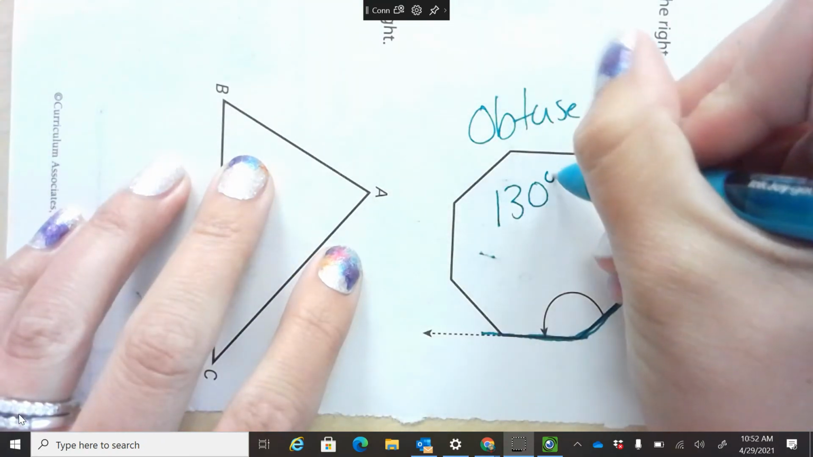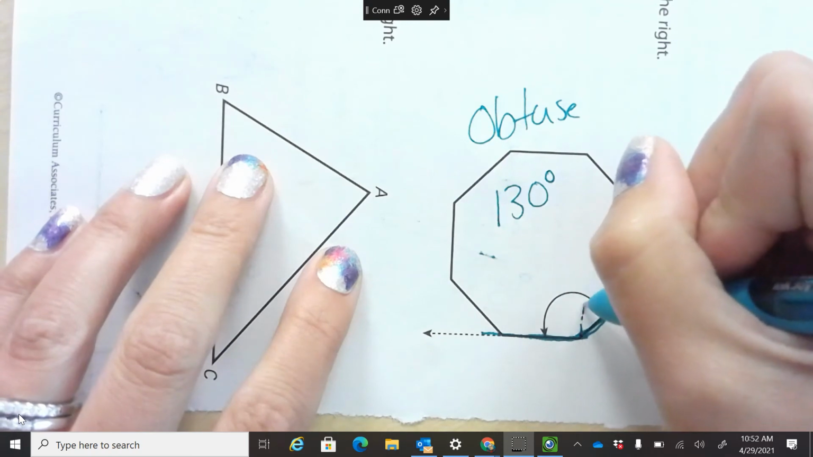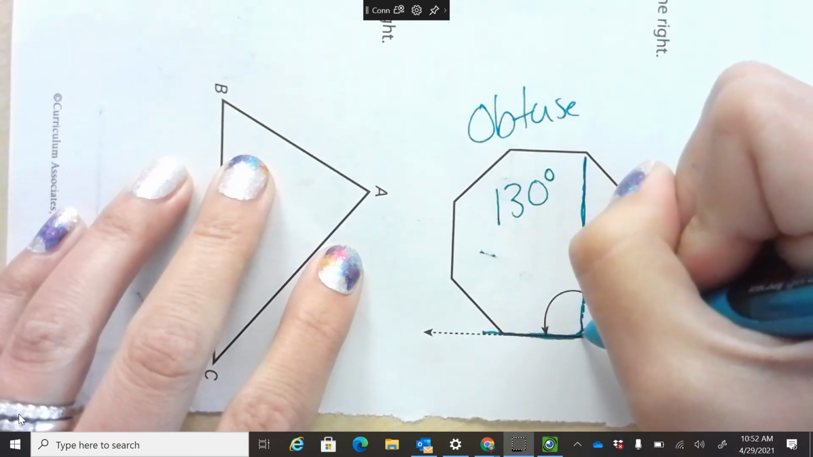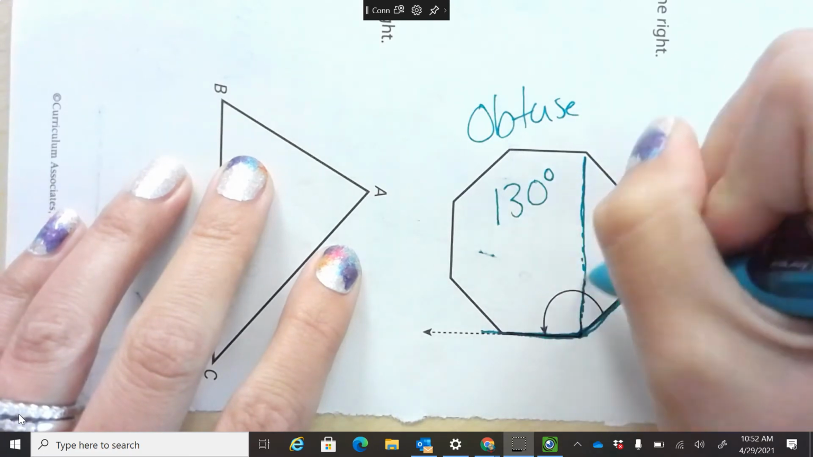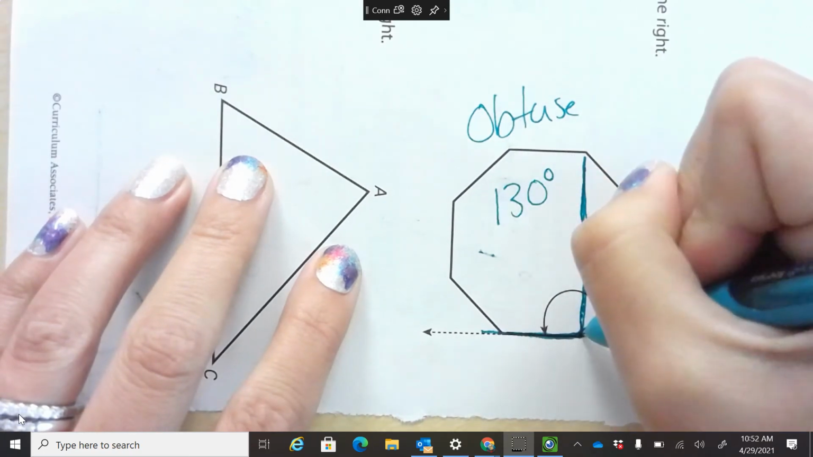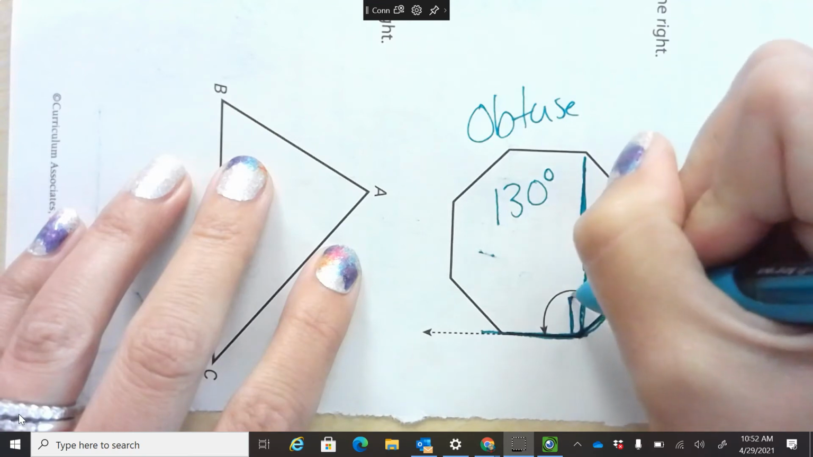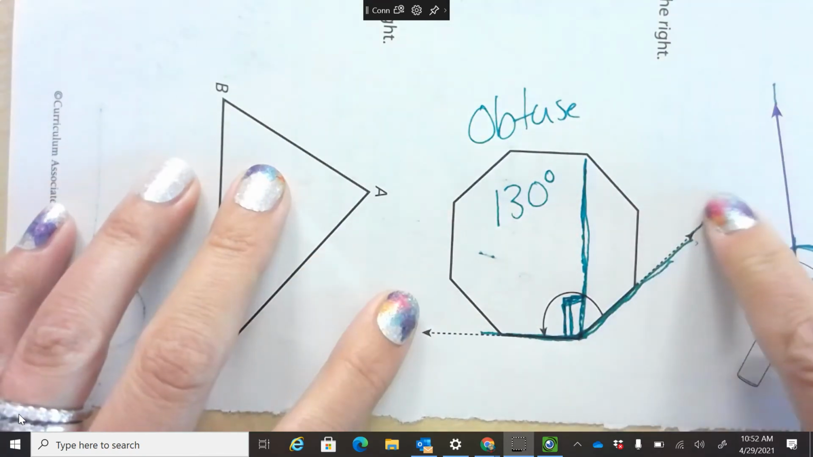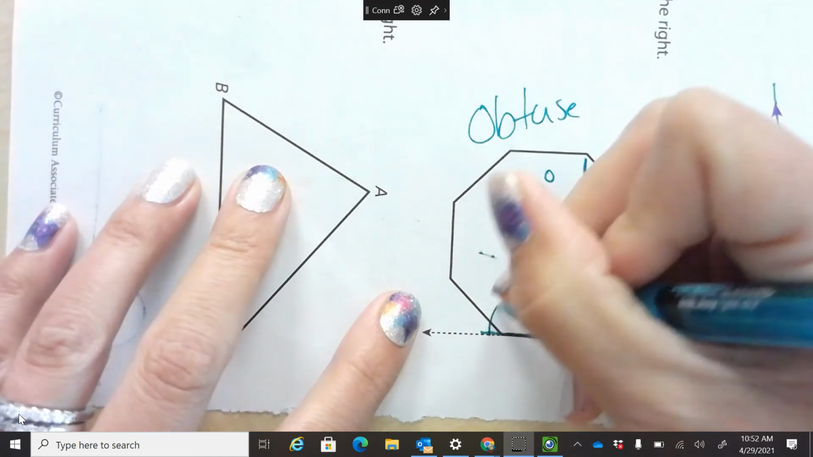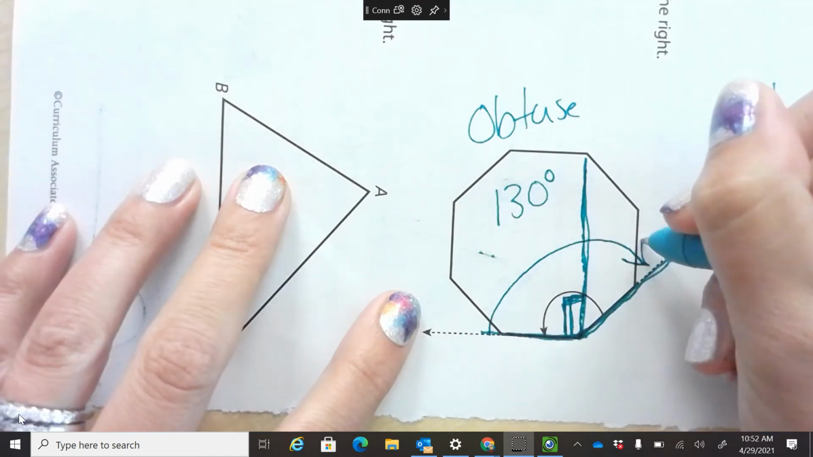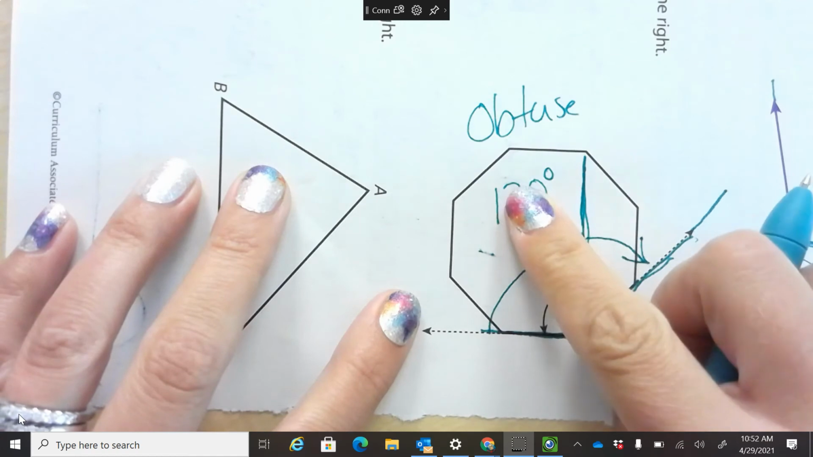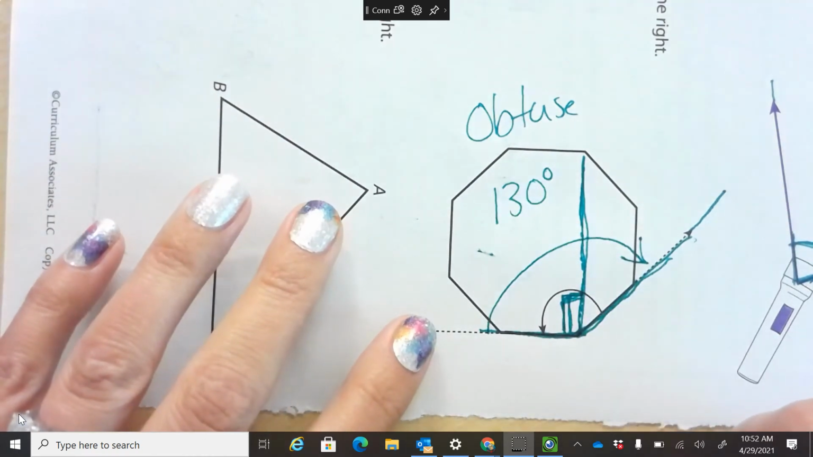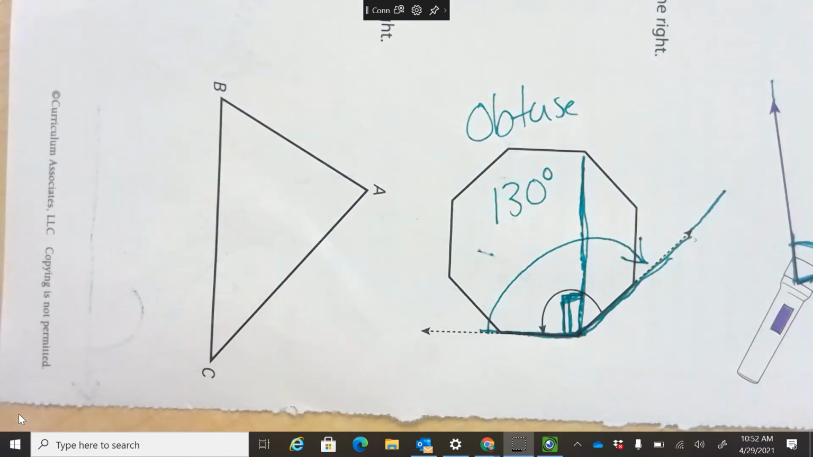130 degrees. I know it's obtuse because if I drew this line like this and we were talking about this here, what kind of angle is this that I just drew? A right angle, which is 90 degrees. And the angle opens up and it measures way past 90 degrees, so I know it's obtuse and it has to be 130. Also, I'm pretty sure it'll be 135.